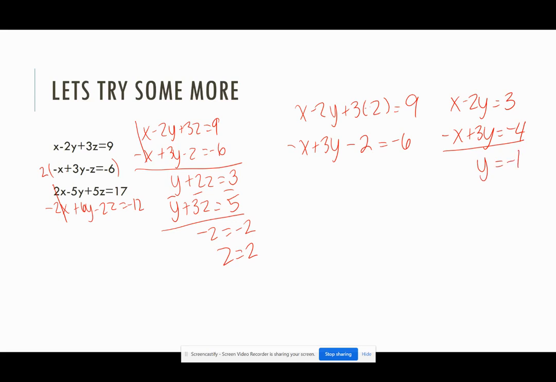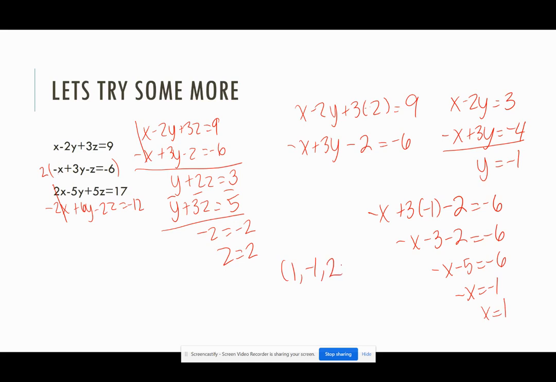All right, let's plug it into our original easiest one. I think the second one's the easiest. So negative x, we don't know what that is, plus 3 times negative 1 minus 2 equals negative 6. So negative x minus 3 minus 2 equals negative 6. Negative x minus 5 equals negative 6. Add 5 over, we get negative x equals negative 1. So x equals 1. So my answer would be 1, negative 1, and 2.